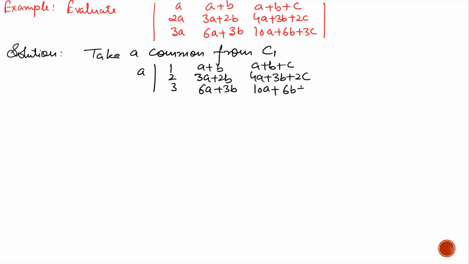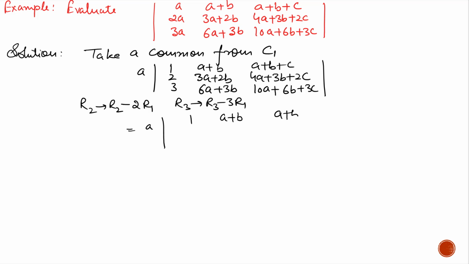We will make it 1, 0, 0 using property R2 equals R2 minus twice of R1 and R3 equals R3 minus thrice of R1. So first row remains same. In second row we will get 0, a, 2a plus b. In third row we will get 0, 3a, 7a plus 3b.